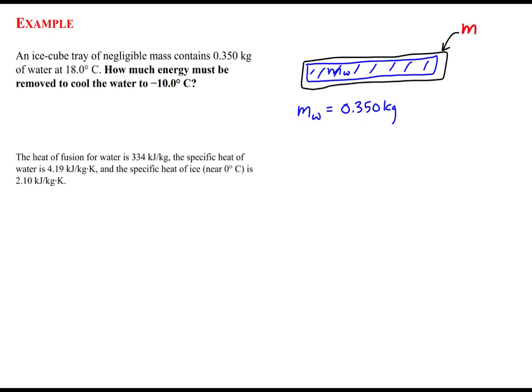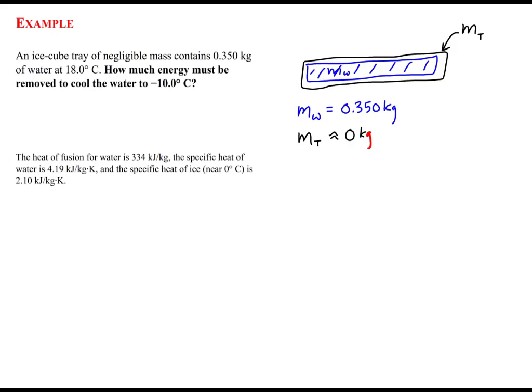The other thing in our system is the ice cube tray. I'll signify that with just an m sub t for tray, but they say the mass of the tray is negligible. So what that's going to mean for our purposes is that we don't have to consider the heat exchange between the water and the ice cube tray.